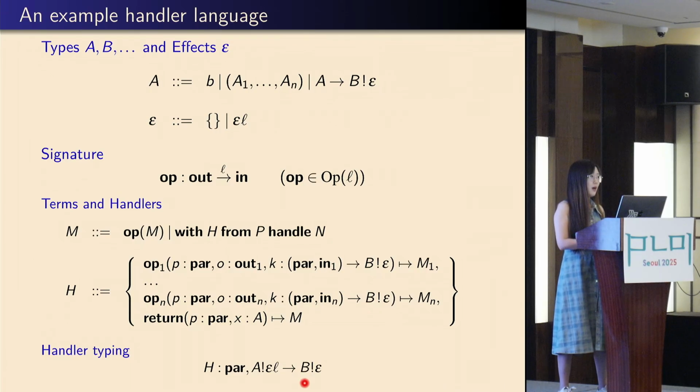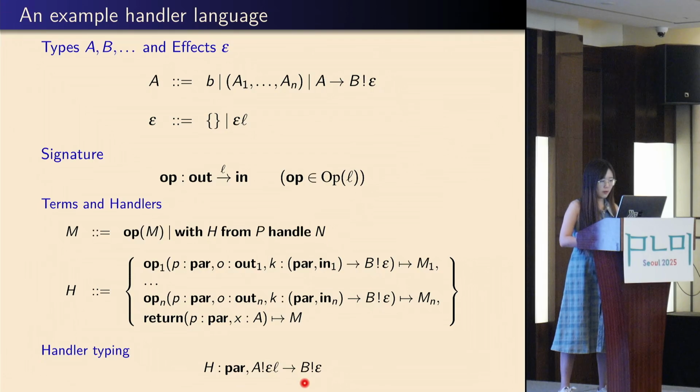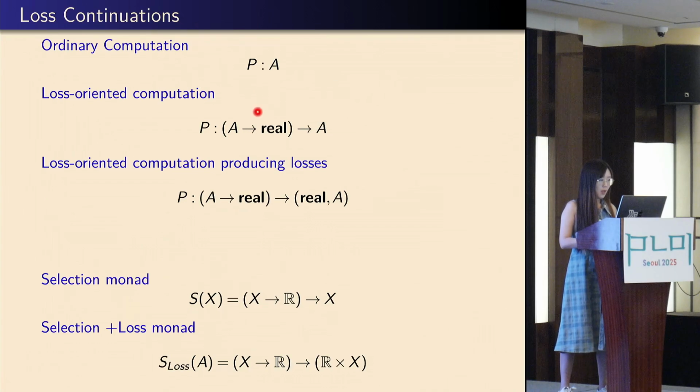So that's about effect handlers. Now the question is, where are loss continuations, and where do they come into play? Intuitively, we can consider, let's say there is an ordinary computation P with type A. If you run this computation, it's going to give you back a value of type A.